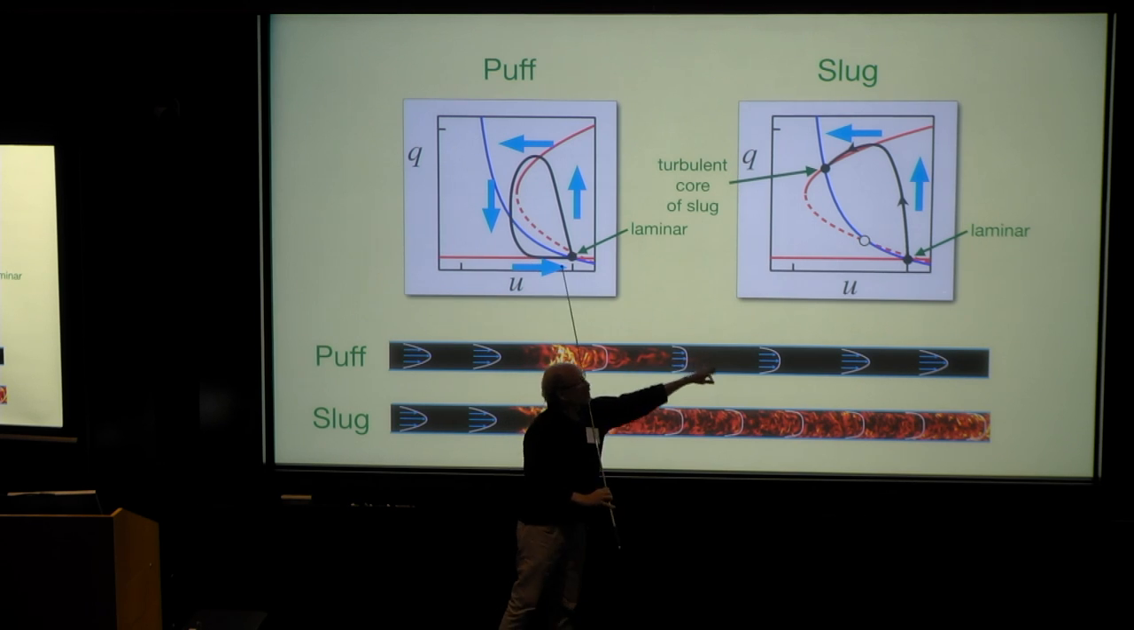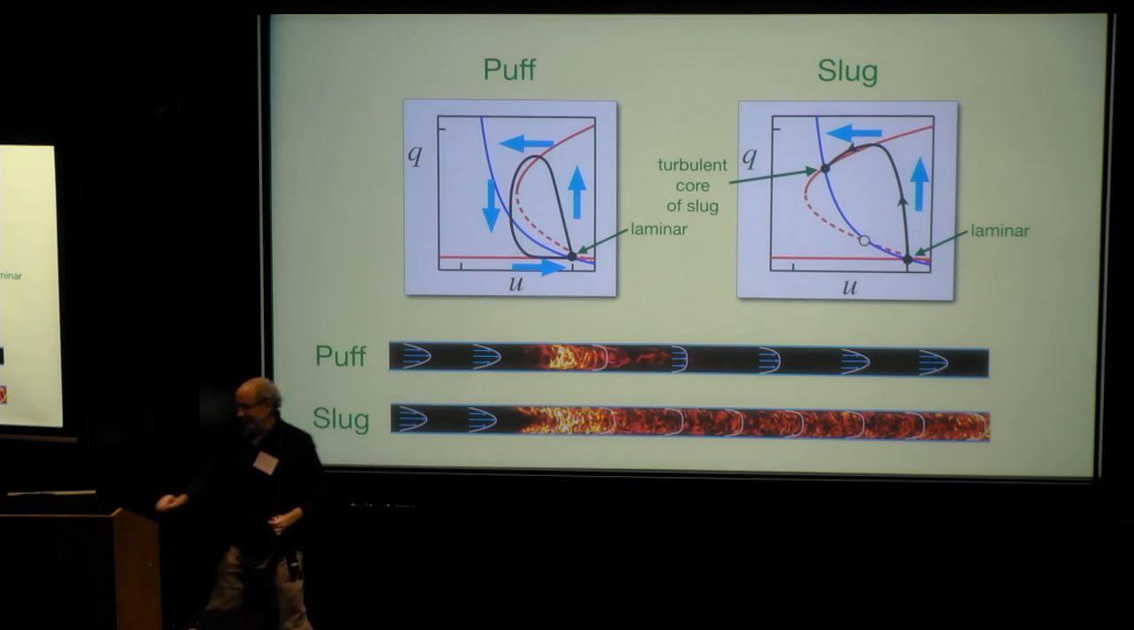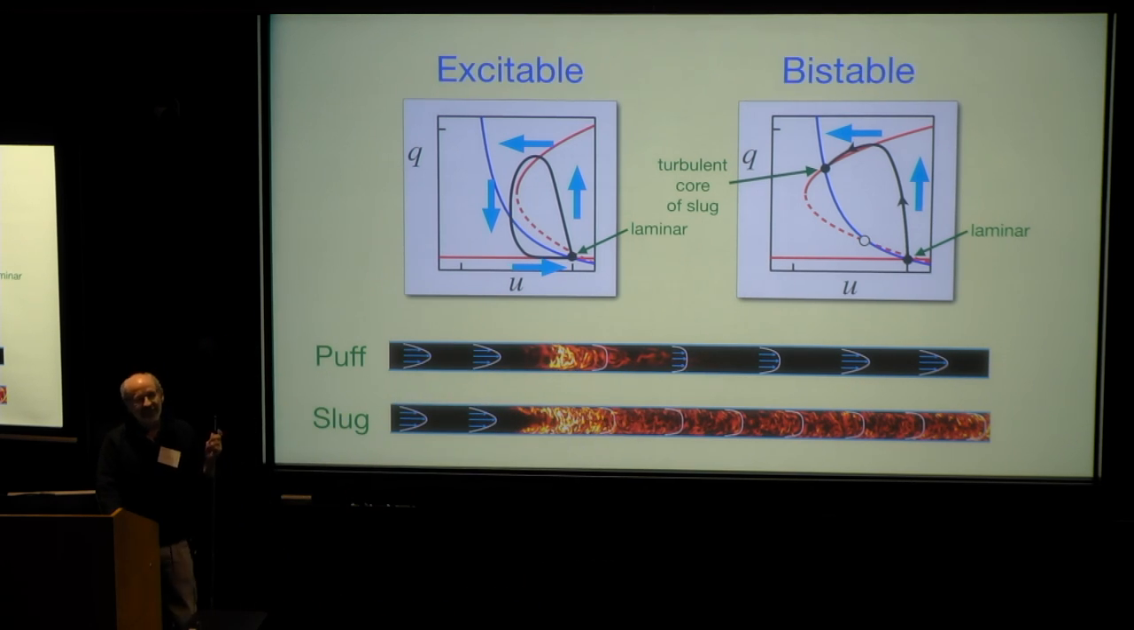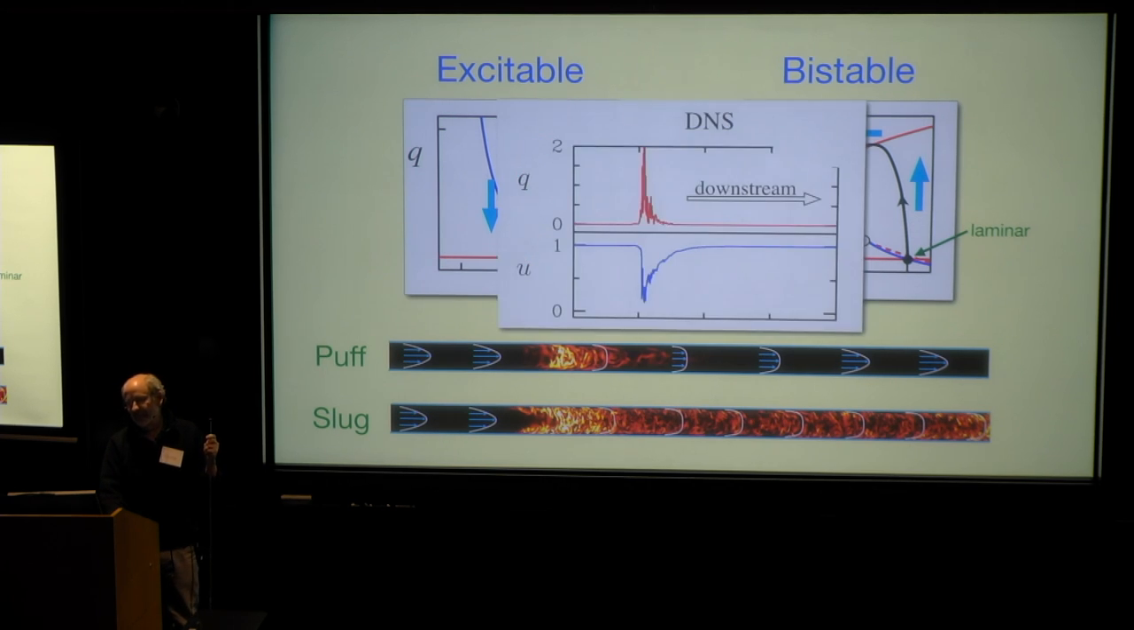The intensity decreases, and then the laminar profile recovers. Okay, let's see. So we have an excitable and bistable situation. Okay, and that's actual DNS of pipe flow. That's the turbulent intensity. That's the centerline velocity. What does this look like?